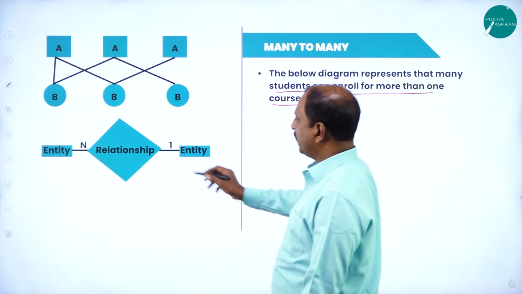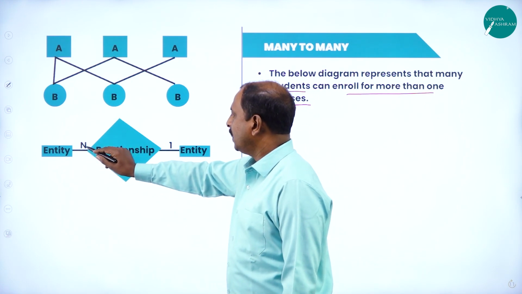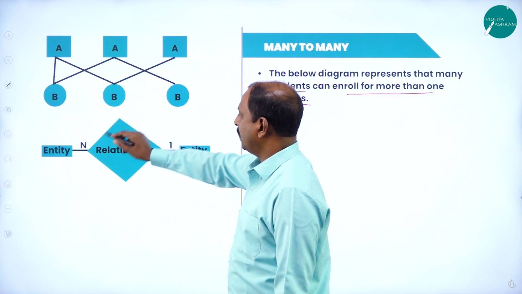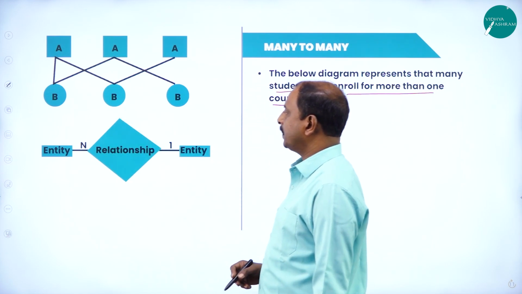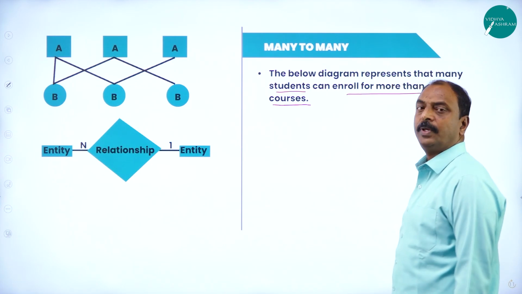So we are representing it like this. This entity and that entity, and between them the n-to-n relationship, and the diamond shape represents the relationship between two entities. This is a many-to-many relationship.